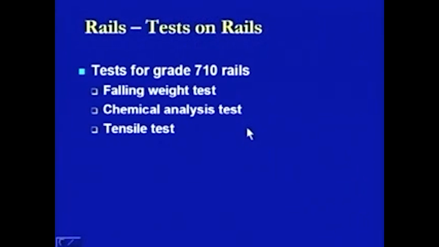Now, we come to some of the tests which we conduct on the rail sections. The tests for grade 710 rails are the falling weight test, by which we try to find out the fatigue condition of that rail section; the chemical analysis test, so as to identify the proportion and the type of the chemicals which have been used in the manufacturing of that rail section; and the tensile test, so as to identify the tensile strength of the rail section, so that we can find out what stresses can be taken up by that rail section.